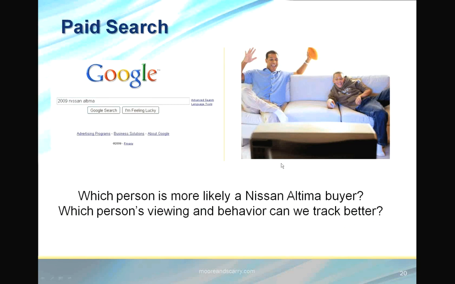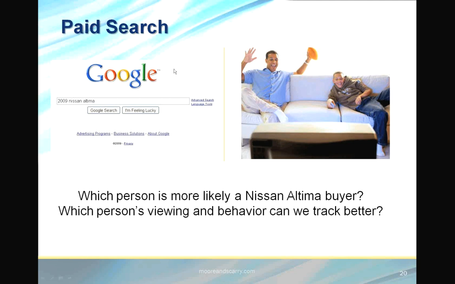Now finally, just a little bit of background. Moore & Scarry is a traditional full-service automotive advertising agency, so probably about 65% of what we do is still radio and television and newspaper. So this helps us have some really good perspective on the power of the internet or the fallacies of the internet. But this is an area where you can see the power of the internet.